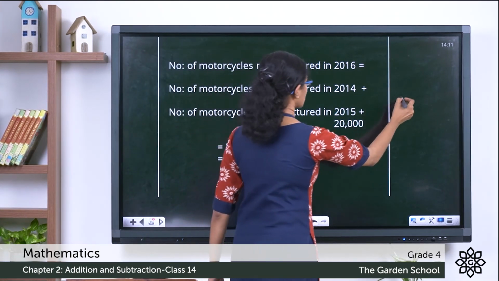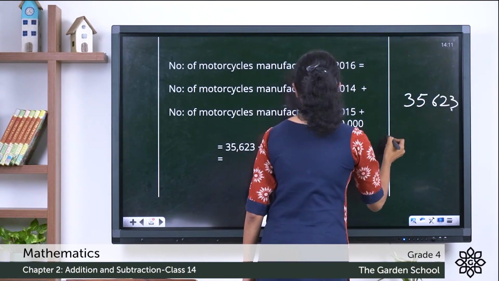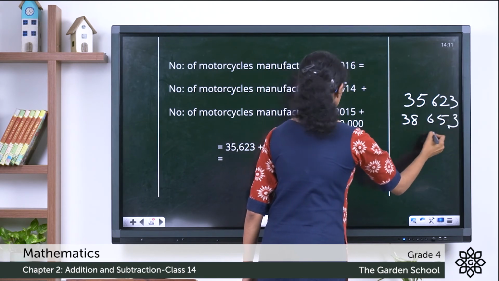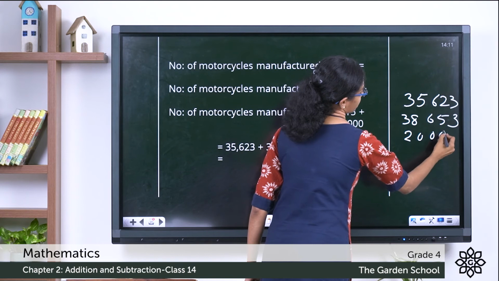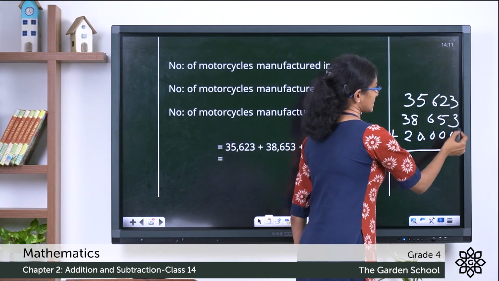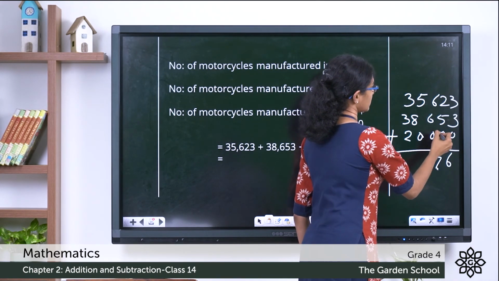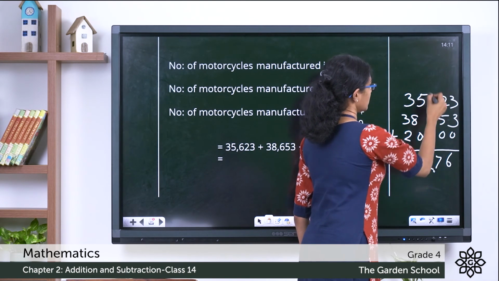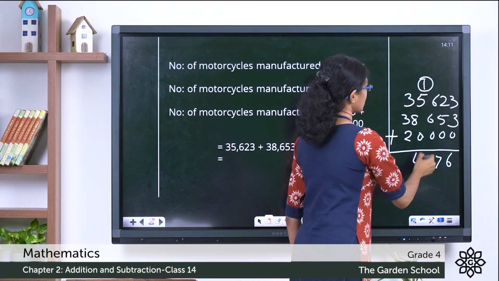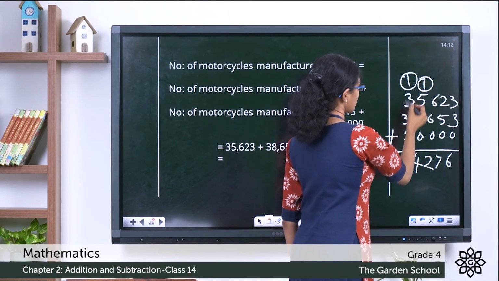So let's do the calculation in the working column. So it's 35,623 plus 38,653, then this 20,000. So let's do the addition. Let's start adding the ones. 3 plus 3 plus 0, it is 6. 5 plus 2, it is 7. Now 6 plus 6, it is 12. Carry over 1. 8 plus 5, 13. Plus 1, it is 14. Carry over 1. 3 plus 2, 5. Plus 3, 8. Plus 1, 9.